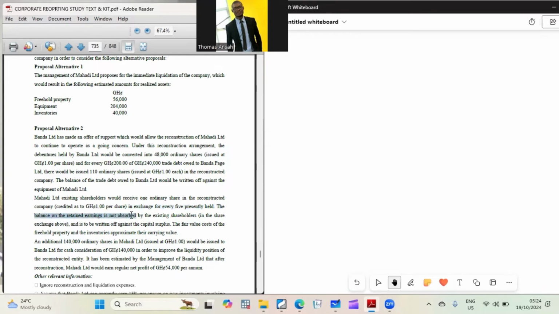the balance on the retained earnings is not absorbed by the existing shareholders in the share exchange above. And it is written off. That one, you need not to be told. It is always written off. If it is not going to be written off, then there is no essence in doing the reconstruction. All right. Then an additional 140,000 shares will be issued to Banda for cash consideration. So this one, they issue the share for cash. So the double entry is stated capital and cash.